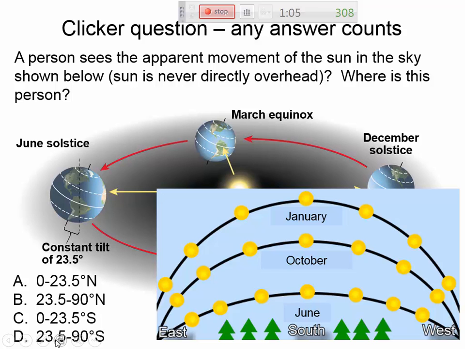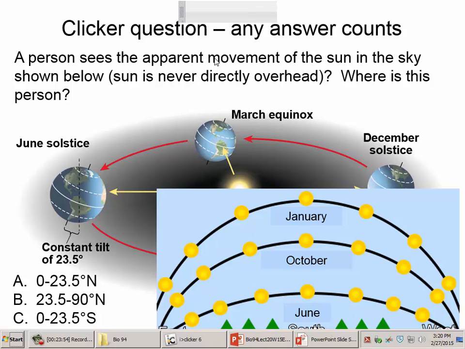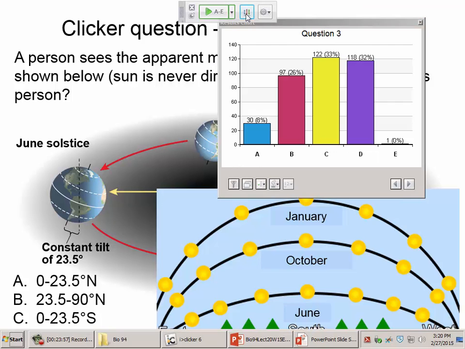Okay, everybody figured it out? Okay, this is just a single position, different points in the annual cycle. Where is this person? Okay, I'll see how many of you were able to figure this out. Well, 1/3 of you got it right. Good job. How could you figure that out?